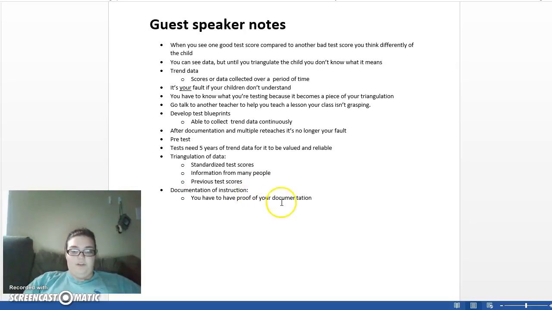So you have proof of your documentation so that a parent can't come to you and say, well, you didn't teach my child this. My child failed because of you. You have documentation that you taught it and that you've done all this for your students. So that's all that I took from all four of these different things that we learned about in these past couple of weeks.